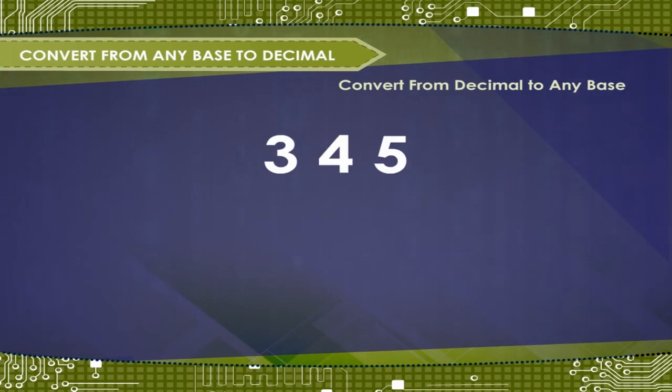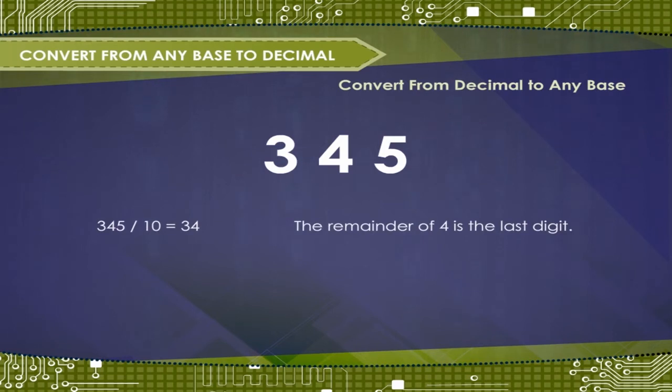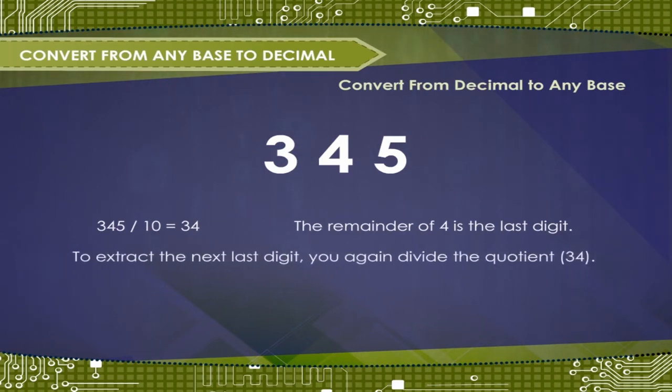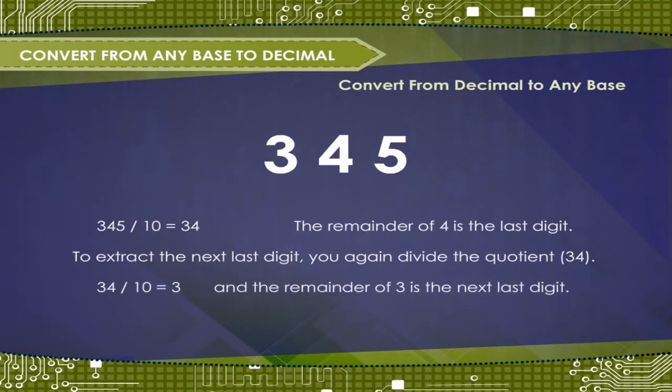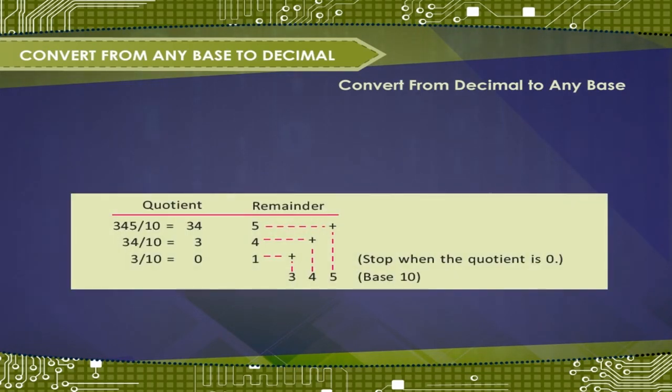Let us analyze the decimal number 345 again and convert it to decimal notation. Think about what you do to obtain each digit. To extract the last digit, you divide the given number by its base, 10. The remainder of 4 is the last digit. To extract the next last digit, you again divide the quotient, 34. And the remainder of 3 is the next last digit. Repeat this process until there is nothing left. Then you stop.